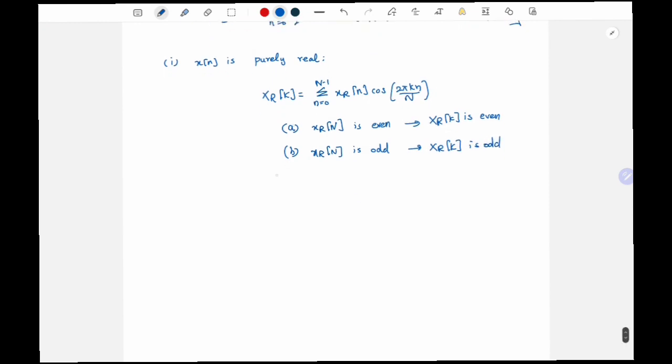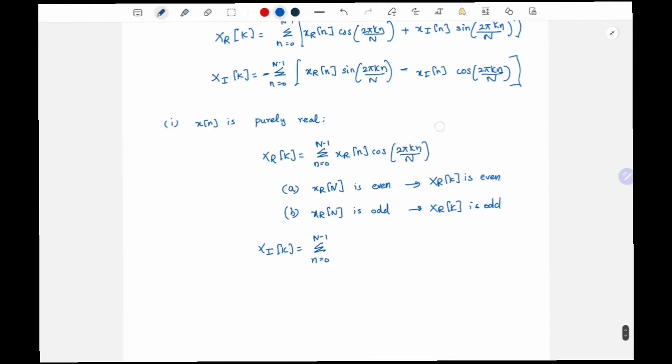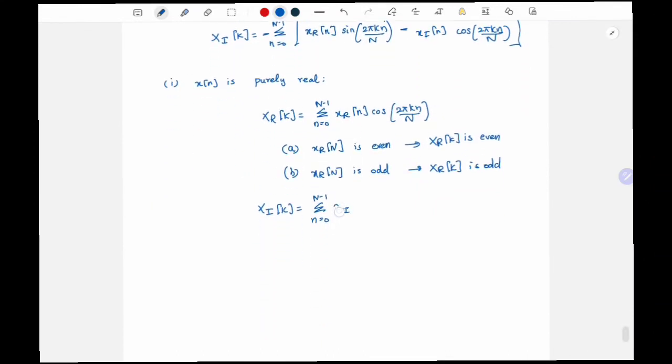So similarly, for Xi of k, it will be the summation n equal to 0 to N minus 1. You will have only this part, the sine part, minus xr of n sine of 2 pi k n by N. So here sine is odd. And the other thing to notice: if xr of n is even and this term is fully odd, then you are summing it over the entire interval, which means that it will become 0.